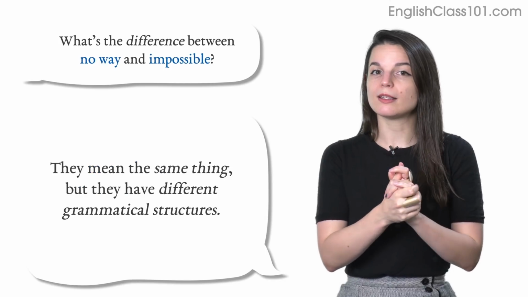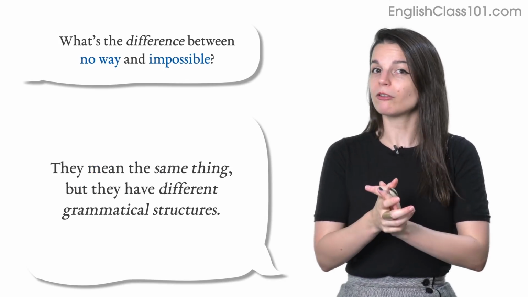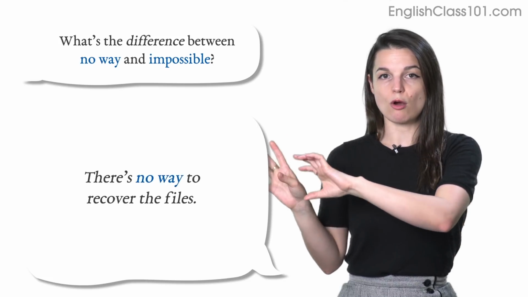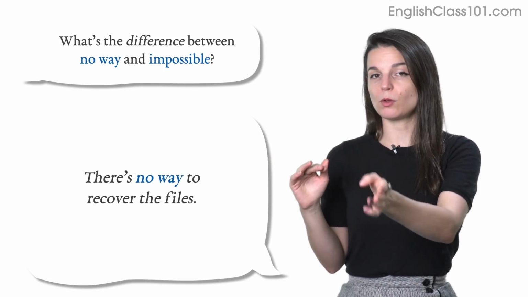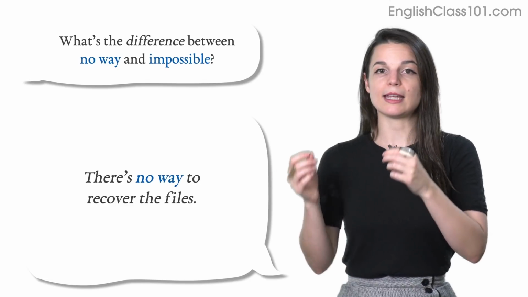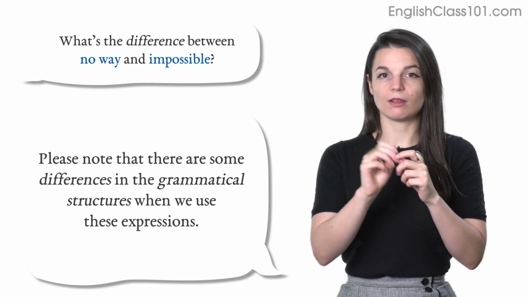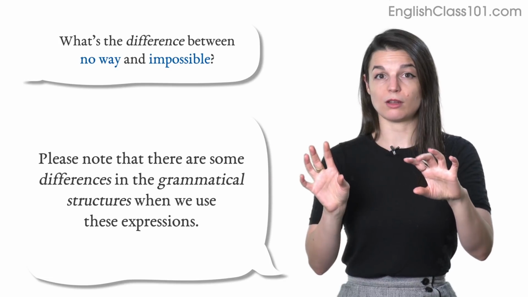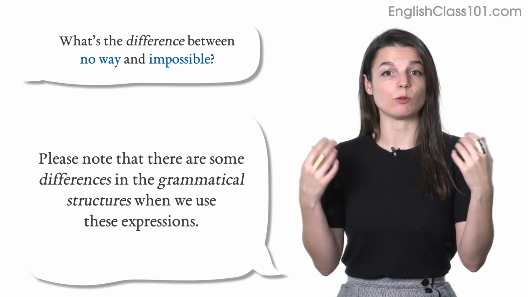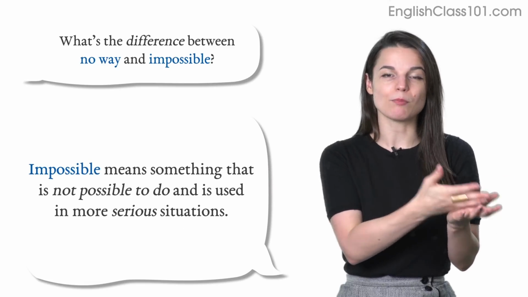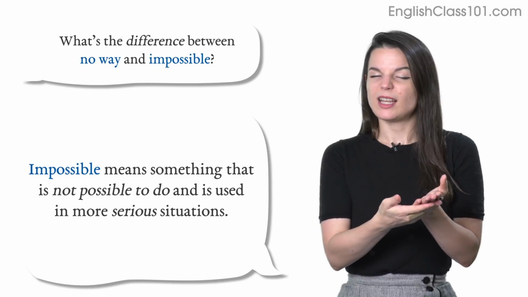So yes, they do mean the same thing, but they have different grammatical structures as well. You might have noticed I just said there's no way to recover the files. If you want to use impossible, we would say it's impossible to recover the files. So please note that there are some differences in terms of the grammatical structure of the sentence when we use these expressions.